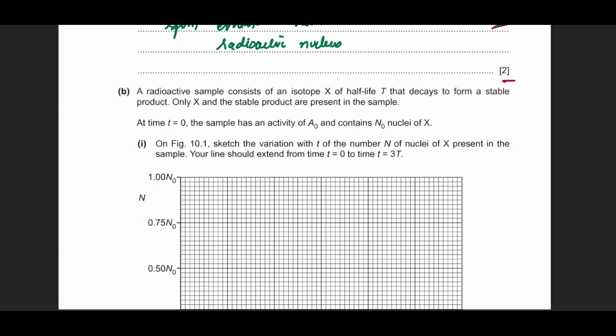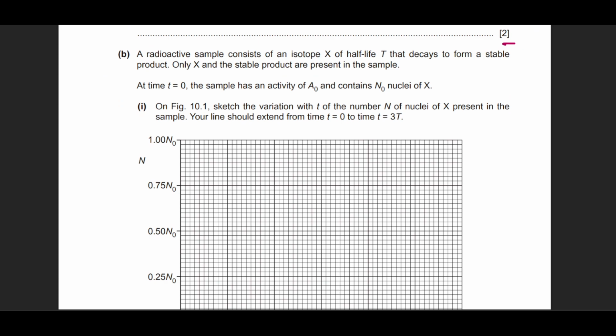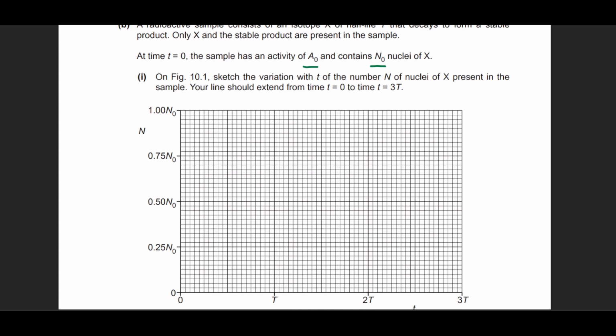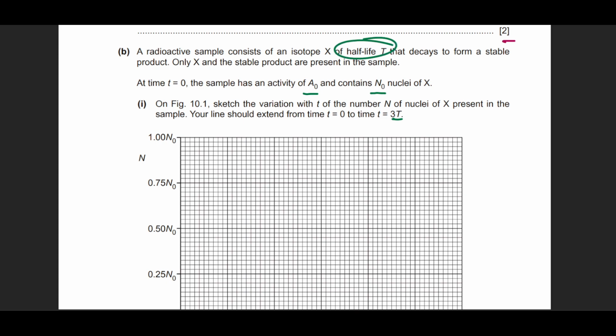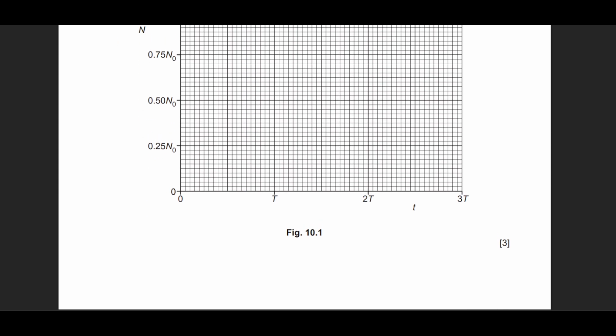Okay, alpha, beta, and gamma, of course. The radio sample has this activity and contains this many atoms. Sketch the graph up to 3T. Does he mention the half-life? Yes, the half-life is mentioned as T. So up to T, we have to halve every number.